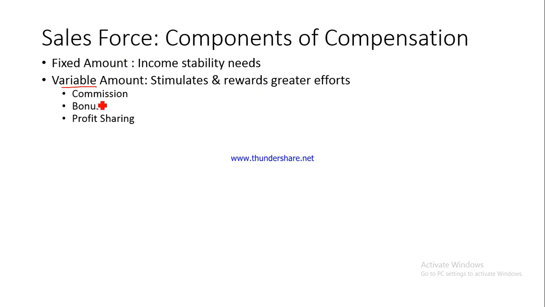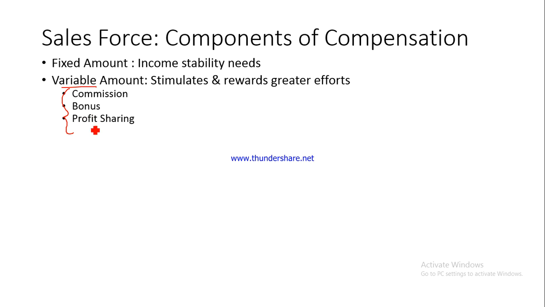And what are the various ways in which you provide this variable amount to the salesperson? You can come up with some kind of a commission. You can give him some bonus or profit sharing. What do we mean by commission? Commission is, let's say, 1% of every sale made, or 1% of the annual sales made by the particular salesperson. So that would be his commission. Bonus could be when you are being rewarded for how well you have performed across the year, and a particular lump sum amount is given to you. So that is an example of a bonus.